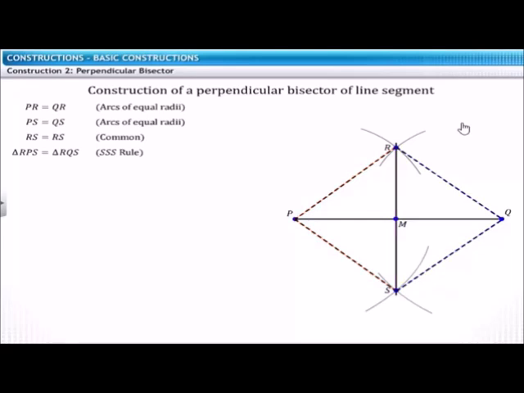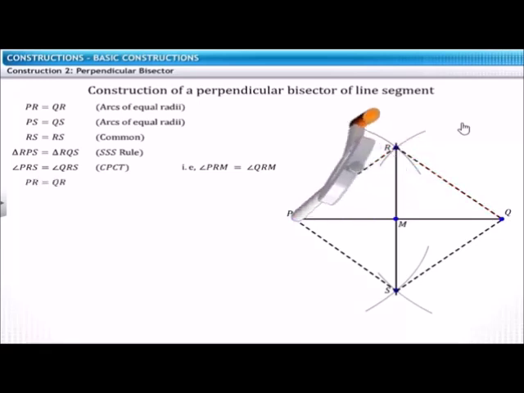By the CPCT rule, angle PRS is equal to angle QRS. Now, let's consider the other pair of triangles. Triangle RMP and triangle RMQ. Here, side PR is equal to side QR, as these are the radii of the same arc. RM is the common side. As proved above, angle PRM is equal to angle QRM. Therefore, by SAS congruence rule, the triangles RMP and RMQ are congruent.